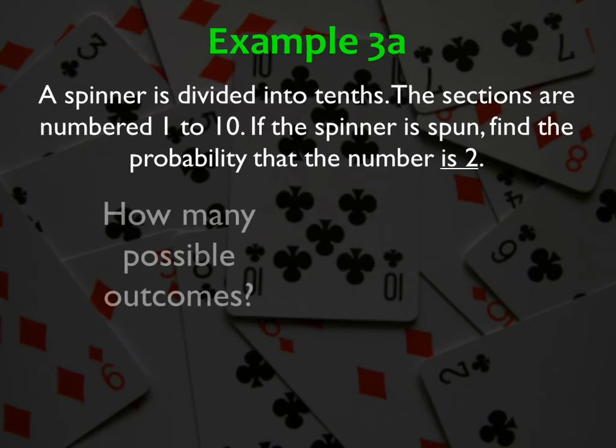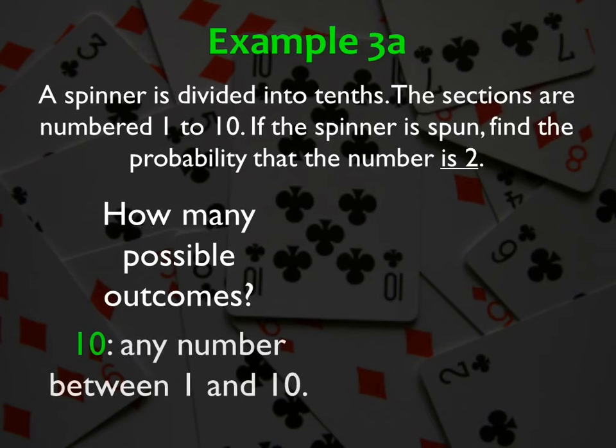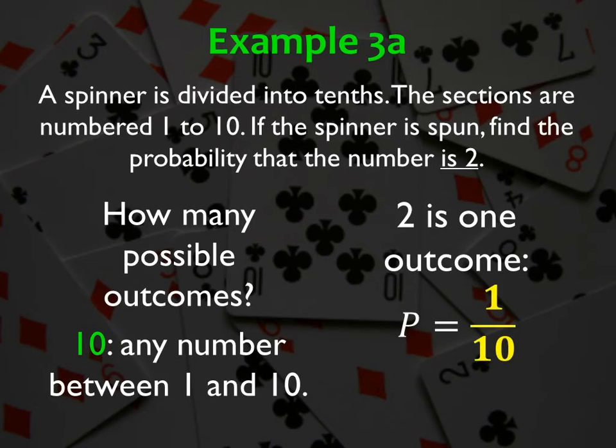So you want to think about how many possible outcomes there are, and there are 10 of them, and these are equally likely. So if 2 is one of the possible outcomes, the probability of spinning a 2 is equal to 1 over 10. This is the equally likely outcomes. So we can use this to get the answers to the rest of the problems in 3a, 3b, 3c, and 3d.